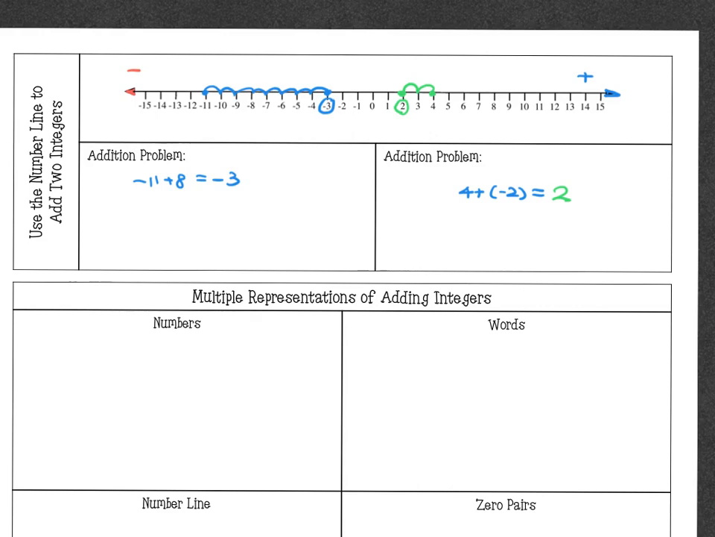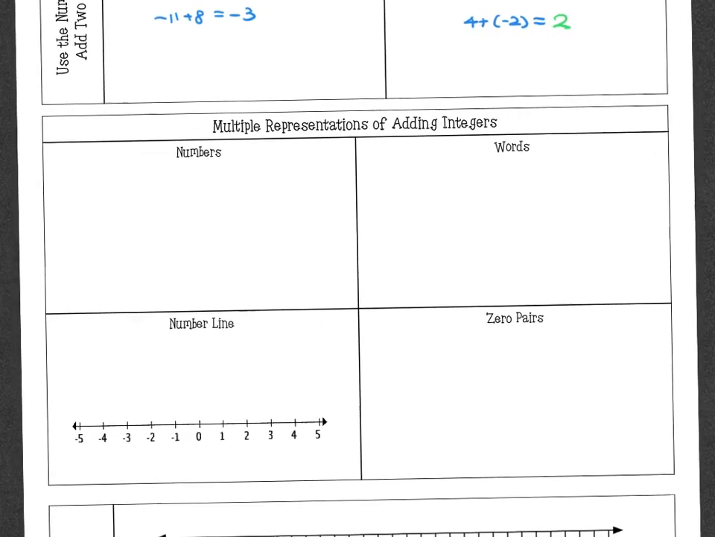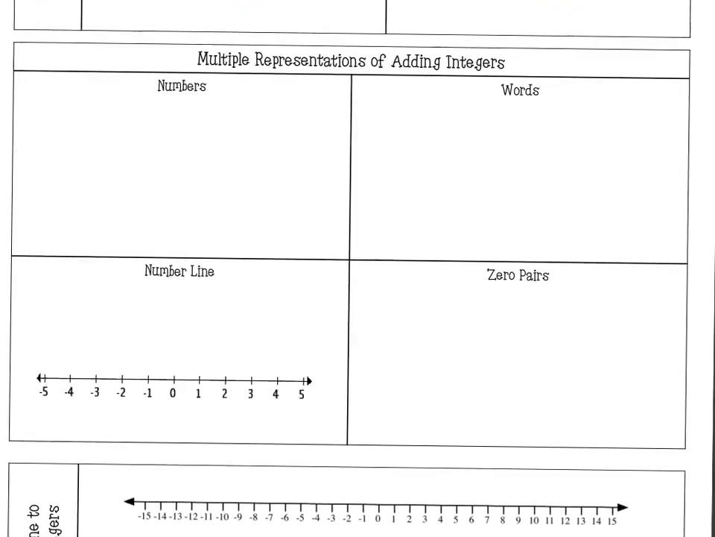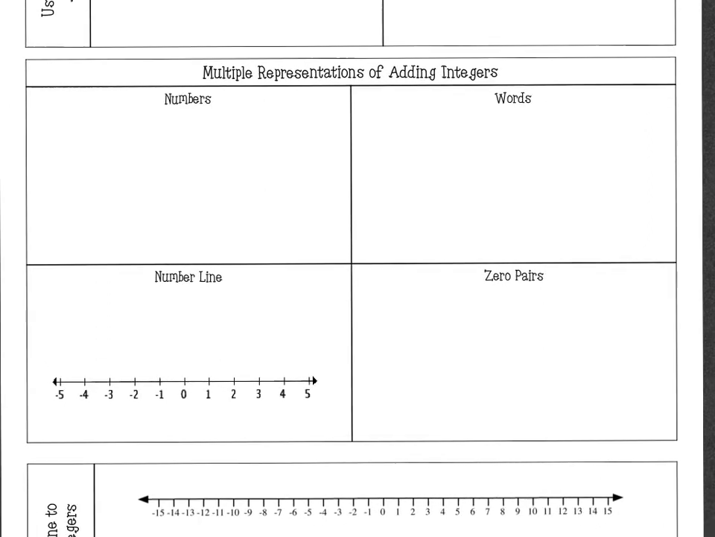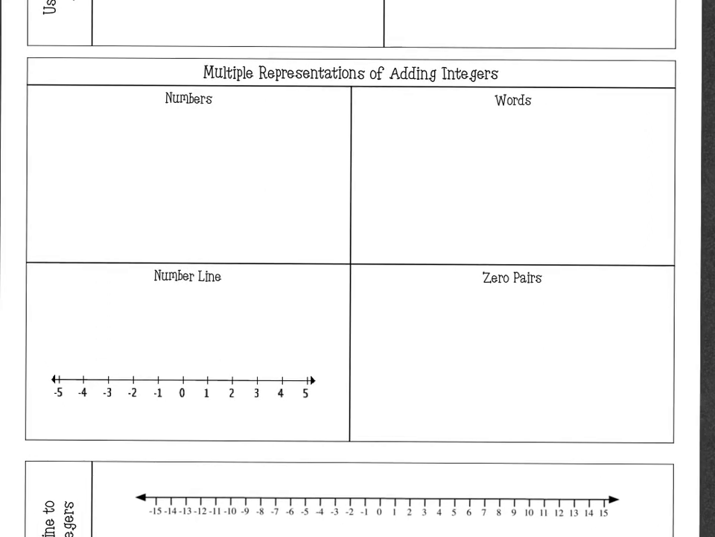Okay, let me do another example here. I'm going to move the sheet up. Multiple representations of adding integers: different ways to explain or represent it. In numbers, the example is negative 5 plus 3. You plug it in your calculator, you would have positive 3. In words, we can make up a problem. How about the football team was pushed back 5 yards during the first play?